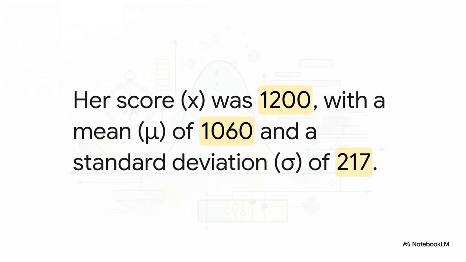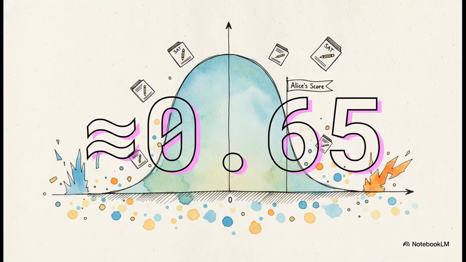Okay, time to put this tool to work and solve our mystery. Let's start with Alice. We're going to take her score, 1200. Then we subtract the average SAT score, which is 1060. And finally, we divide that result by the standard deviation of 217. So what do we get? Alice's Z-score is about 0.65. What that means is her SAT score was 0.65 standard steps above the average for all the people who took the SAT. That's a solid performance for sure.